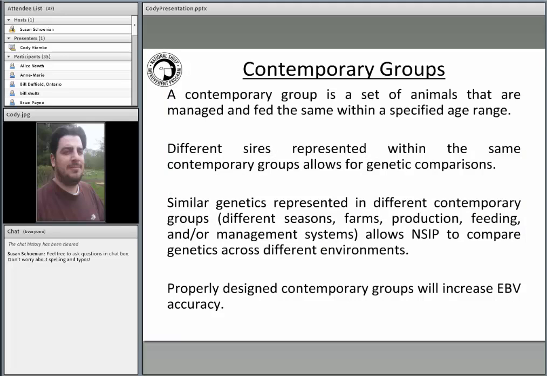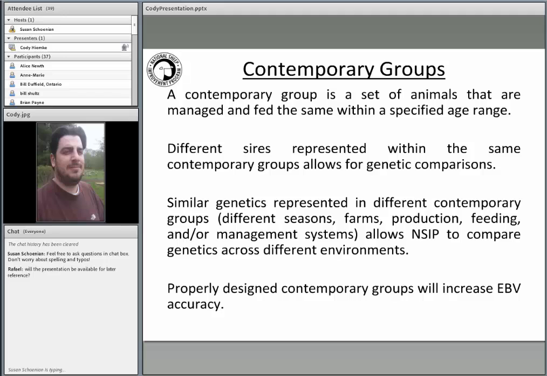With that, let's cover contemporary groups, because there are kind of a couple different keystones with EBVs, and one of them is developing good contemporary groups. A contemporary group is a set of animals that are managed and fed the same within a specified age range. Yeah, Raphael, this will be available for later reference. Susan's recording it.